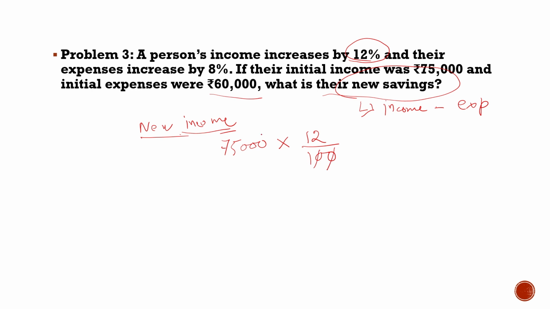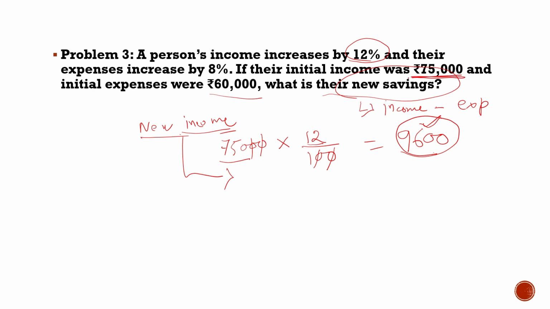So this will cancel out, 0 will cancel out, and if you multiply 750 into 12, it will give you 9600, right? So this is the increment. Okay, this is not the total new income. So this is only the 12% increment which is equal to 9600, right? So how will I find out the new income? I have to add this increment to my initial income.